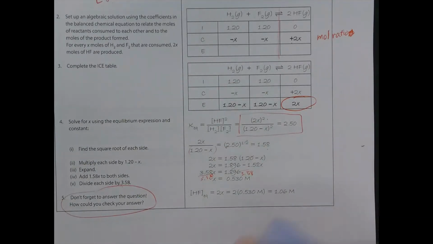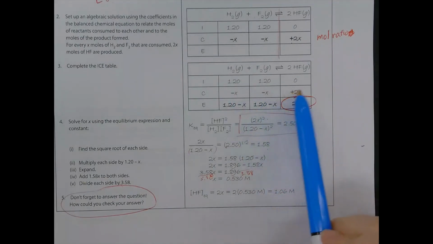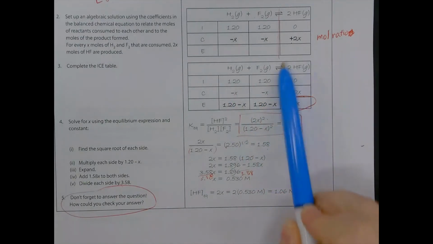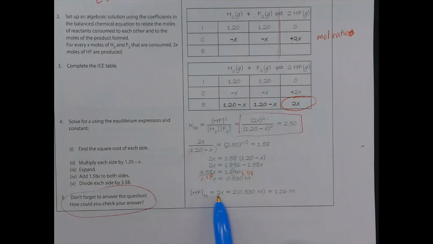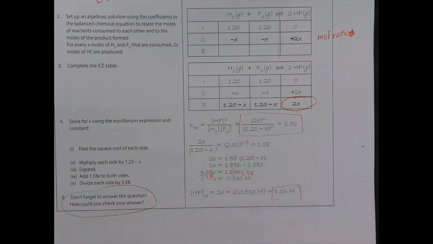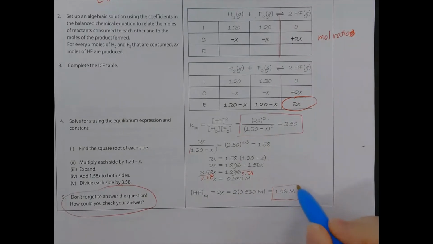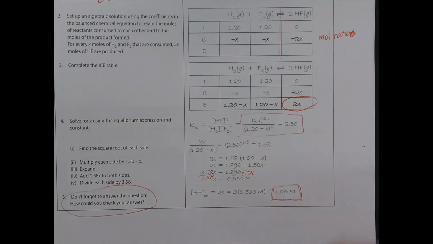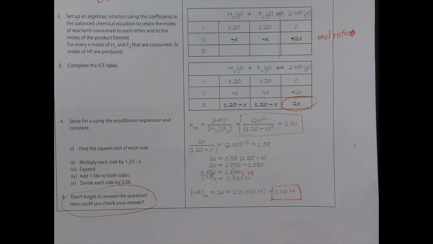We know that x is how much of these are reacting, but we're going to add twice as much because of our mole ratio there. So HF's concentration at equilibrium is 2 times x, so 2 times our 0.530, and we get 1.06 molar. Okay, so that is how we approach these problems. We're going to use an x to help get us there and hold a position as a variable for us.